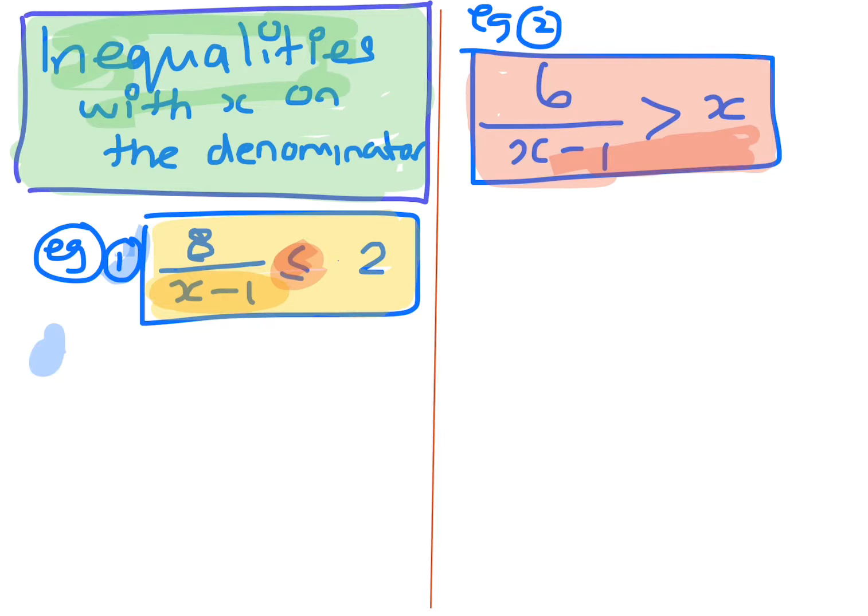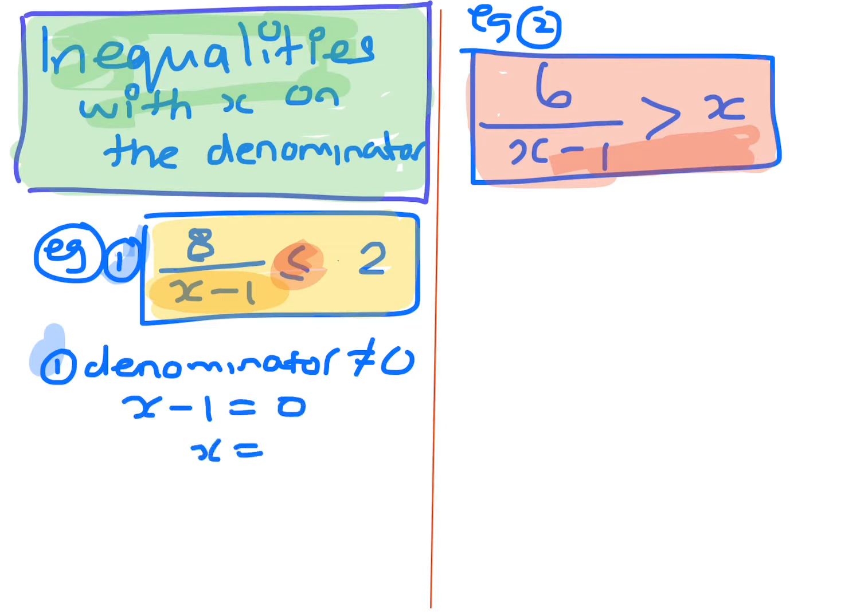And step 1 is to make the denominator not equal to 0, because that's where it will be undefined. So it definitely won't be a solution. So x minus 1 equals 0, so you get x equals 1. Okay, that's stage 1.